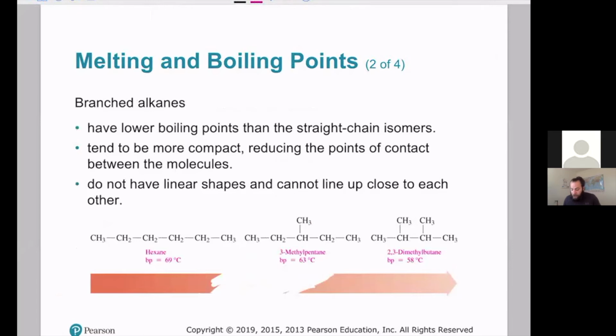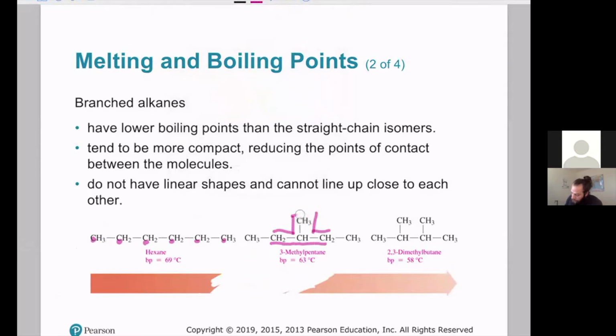Okay, now let's talk about the effect that branching has. So first of all, we have 1, 2, 3, 4, 5, 6 carbons all in a row. That would be hexane. These linear molecules don't have any branches on them. Versus if we look at something like this, now there is a branch in this molecule here. You have a carbon that's bound to 3 other carbons.